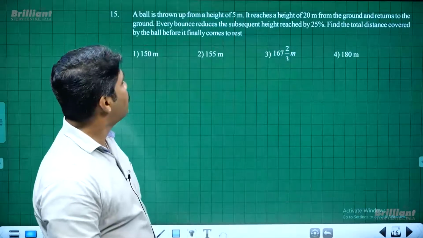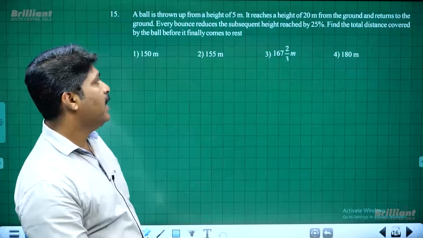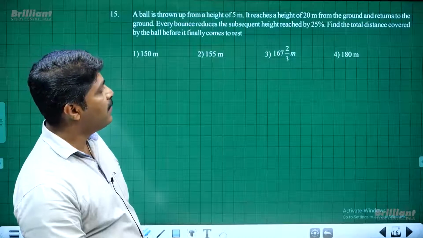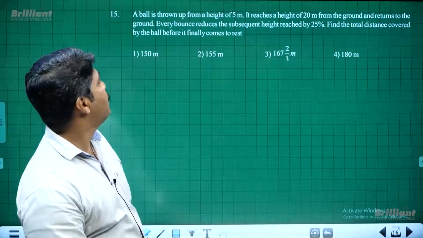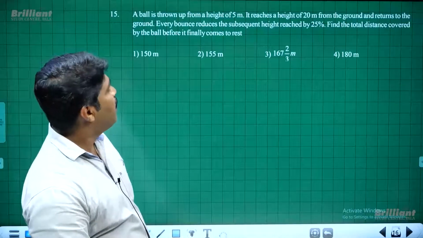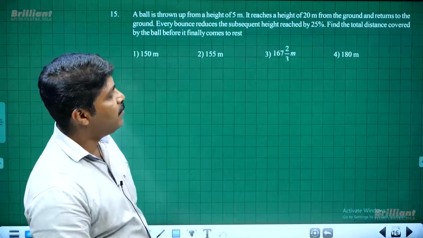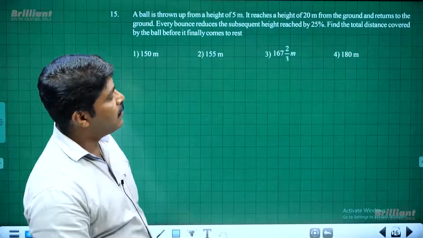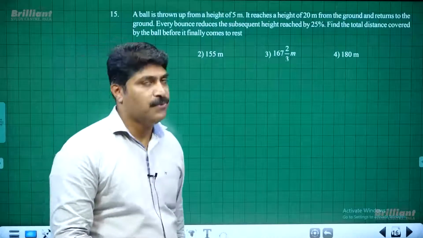A ball is thrown up from a height of 5 meters. It reaches a height of 20 meters from the ground and returns to the ground. Every bounce reduces the subsequent height reached by 25%. Find the total distance covered by the ball before it finally comes to rest.